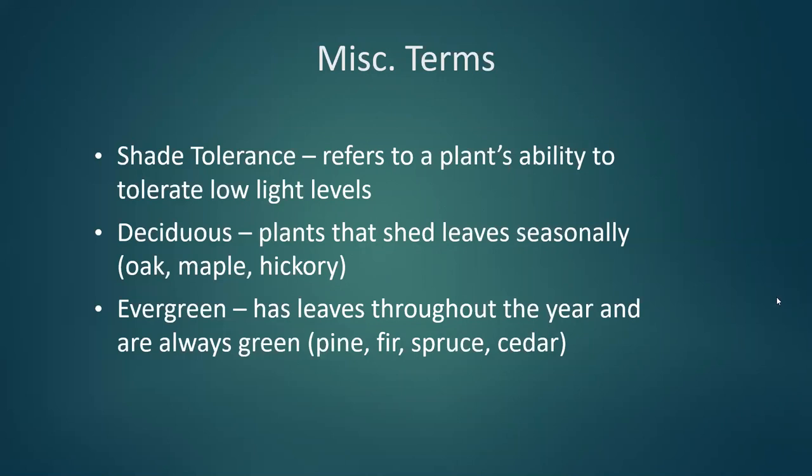A few other terms is deciduous. This basically is a plant that sheds its leaves seasonally. Some examples of that are oak, maple, and hickory. And then in comparison, we have the evergreen. These are going to be your trees that have leaves throughout the year and are always green. So you have pine, fir, spruce, and cedar.